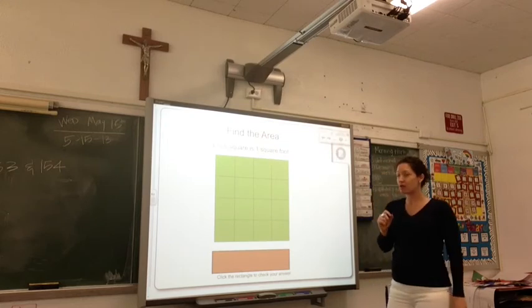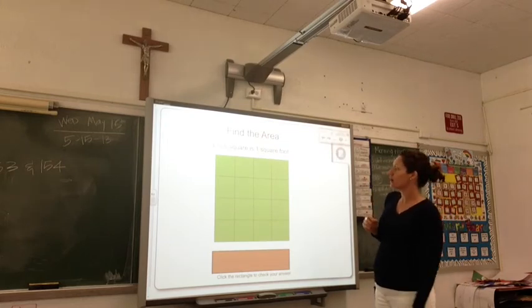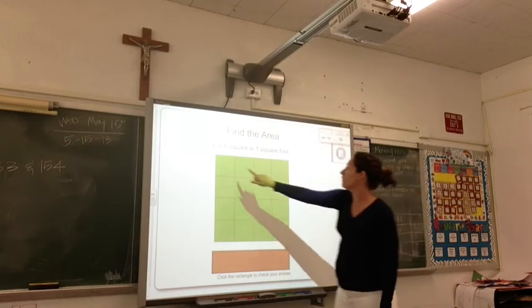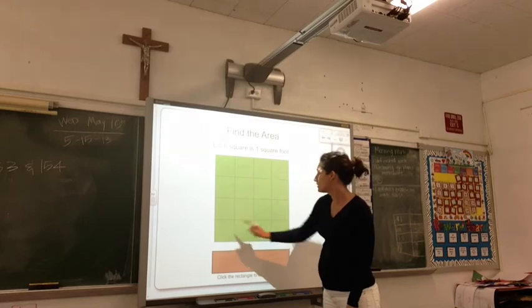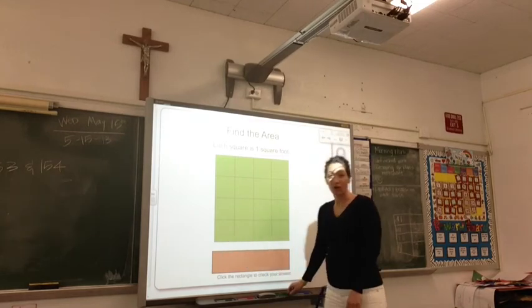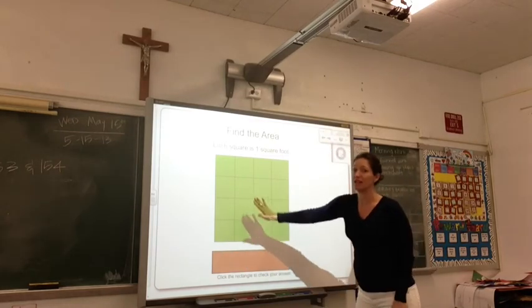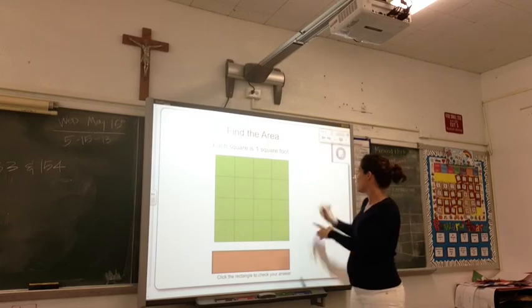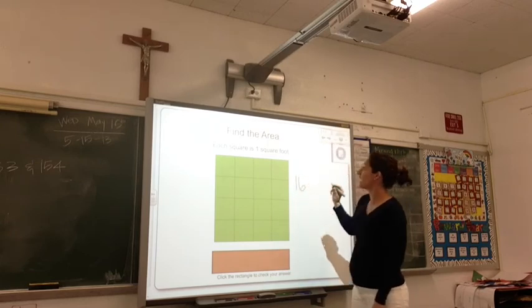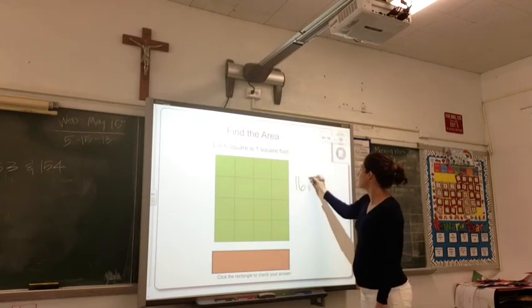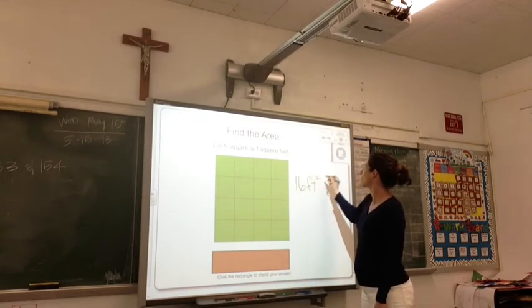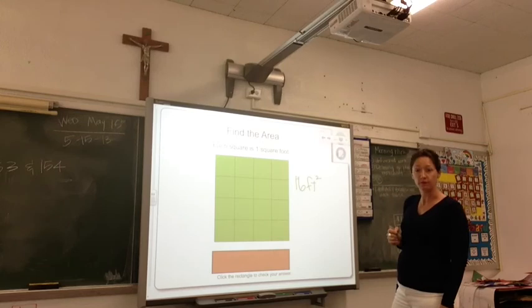And the last example we're going to do today is another square. And we're going to take a look, and here we have 1, 2, 3, 4, 5, 6, 7, 8, 9, 10, 11, 12, 13, 14, 15, 16. So if I count up all of the squares on the inside to find the area, I get 16, and our units here is square feet. So I get 16 feet squared, or 16 square feet.